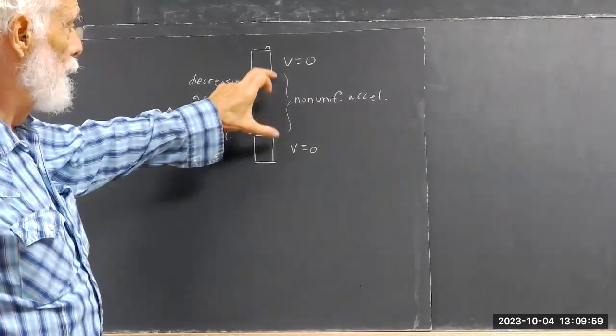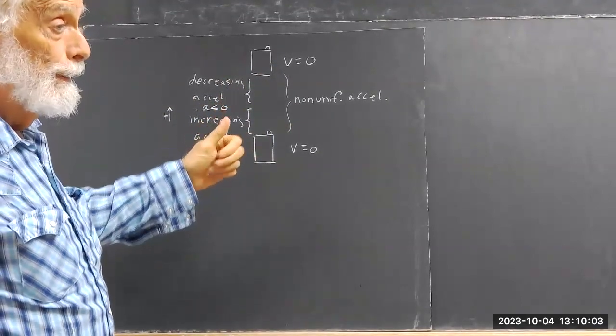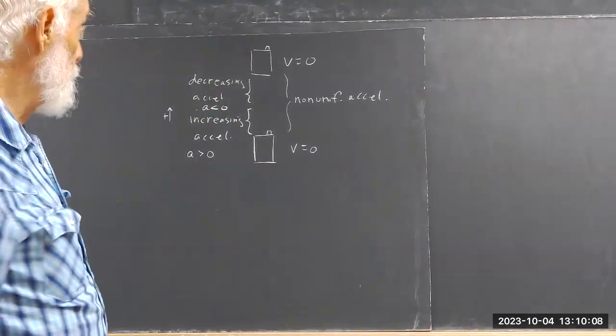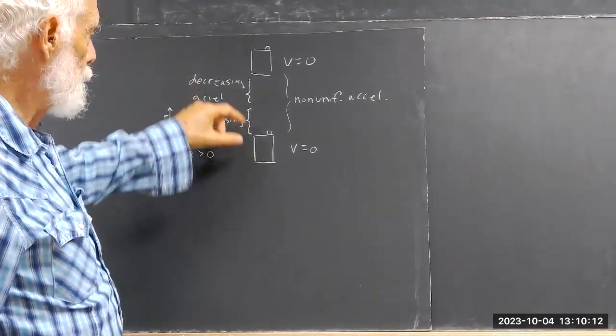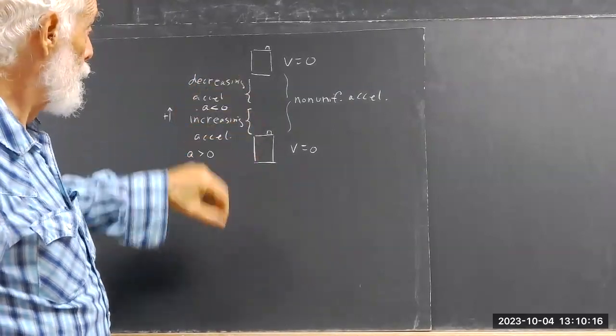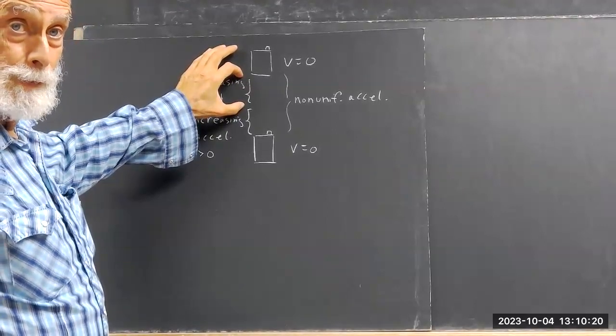Well, we conclude that the acceleration is non-uniform between here and here. Sometimes it was positive, and sometimes it was negative. Okay, and we can say that more intuitively. Let's say we had an increasing acceleration over this interval, right? And a decreasing acceleration on this end. Okay.